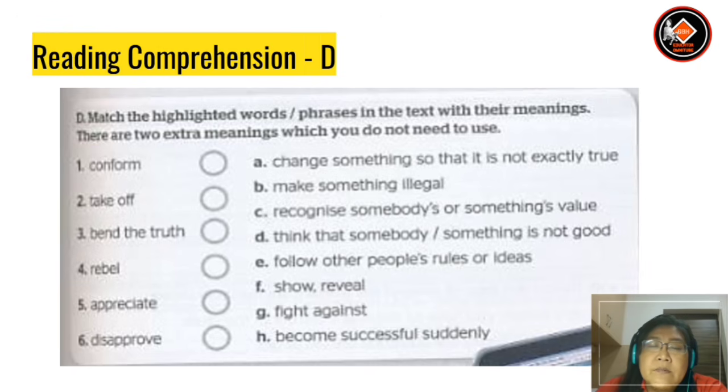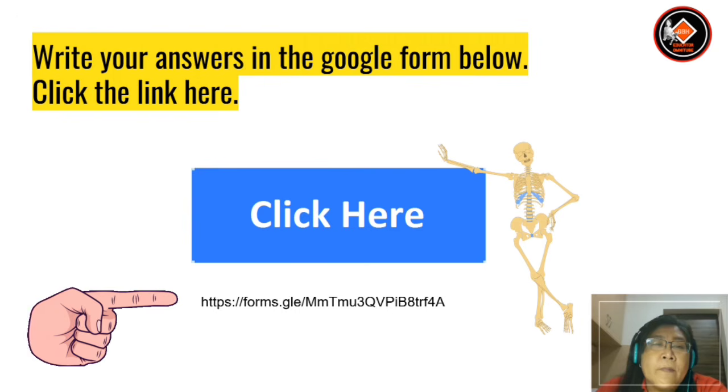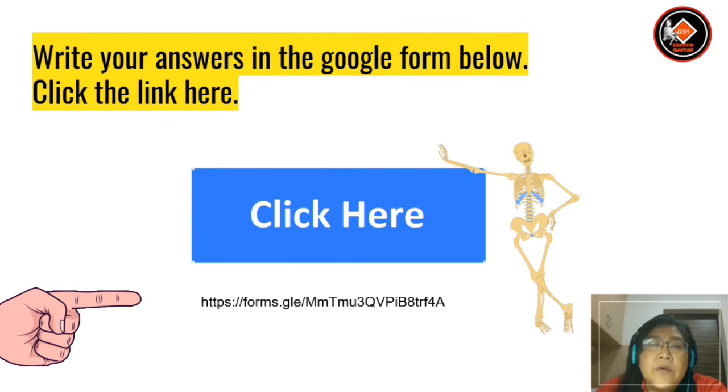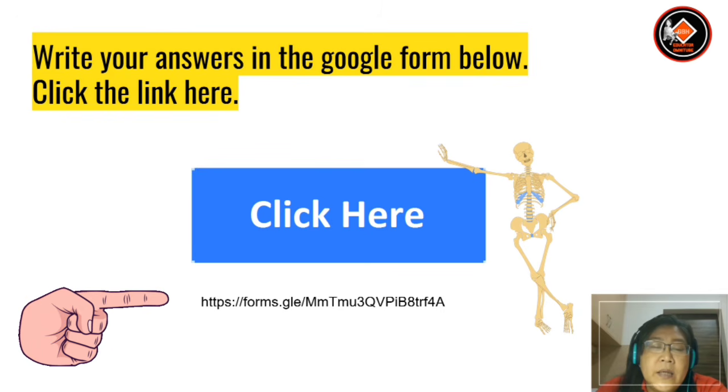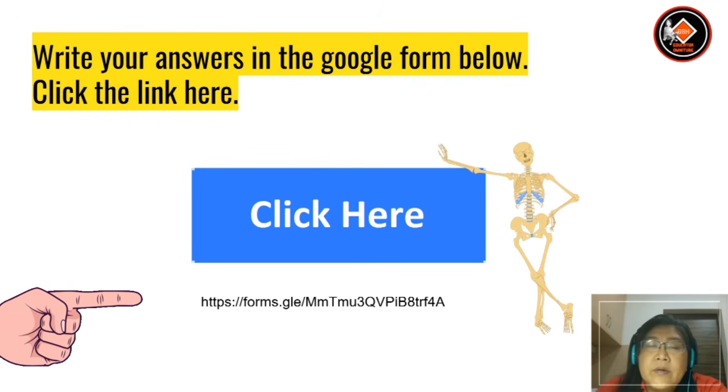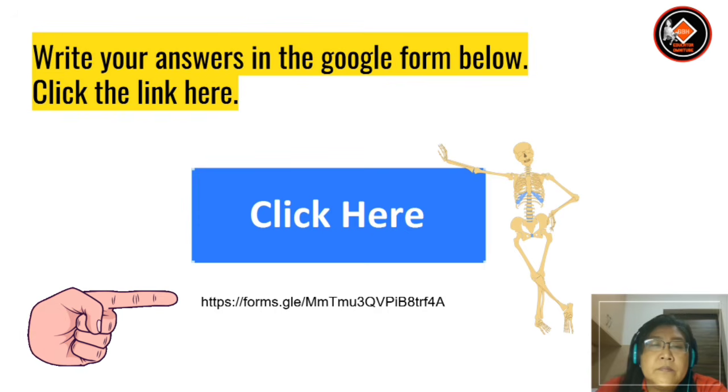B, make something illegal. C, recognize somebody's or something's value. D, think that somebody or something is not good. E, follow other people's rules or ideas. F, show or reveal. G, fight against. H, become successful suddenly. Write your answers in the Google form below. You can click the link here and the link is given below here. So you can write your answer in the Google form.